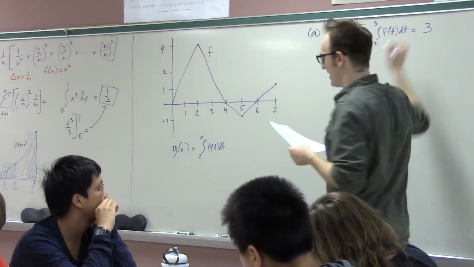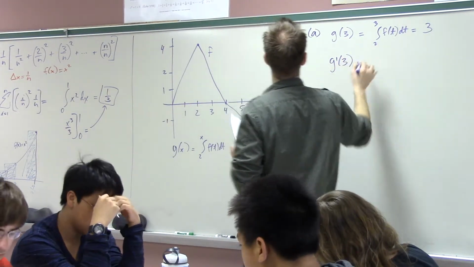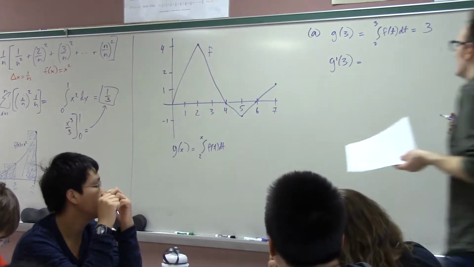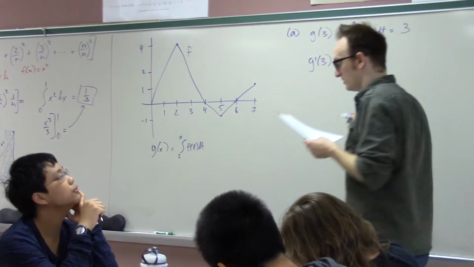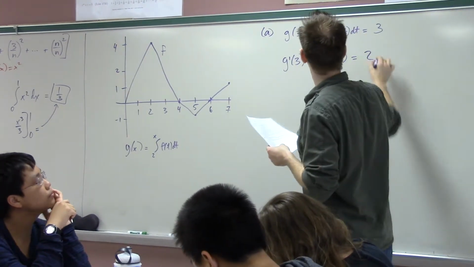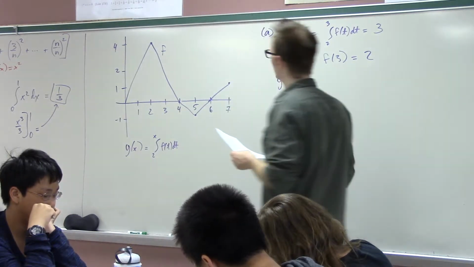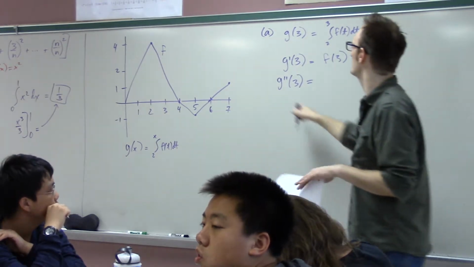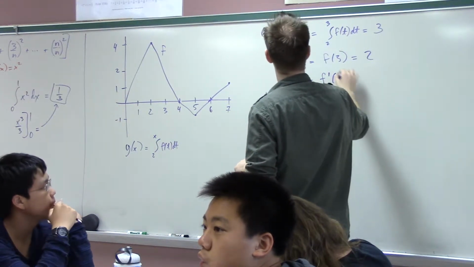Am I going too fast? Good. What is g prime of 3? Oh, it's just f of 3. G prime of 3 is, by the fundamental theorem of calculus, simply equal to f of 3. That's 2. Okay, good. What is g double prime of 3? F prime. That is, again, by the fundamental theorem of calculus, right? G double prime of 3 is simply f prime of 3.